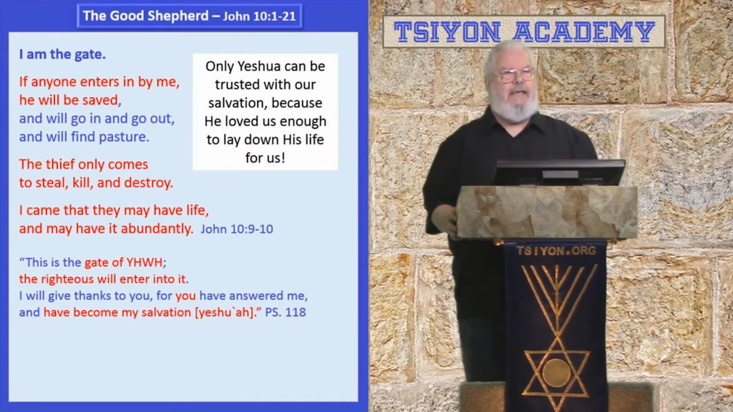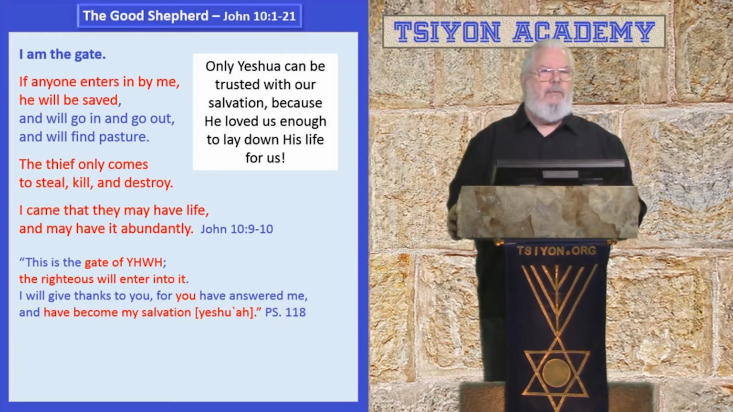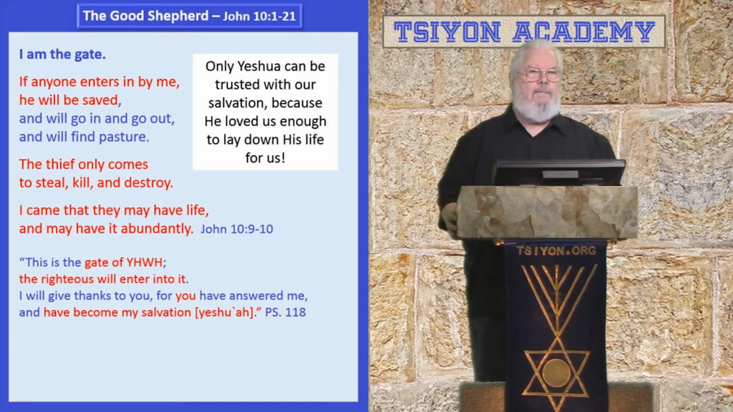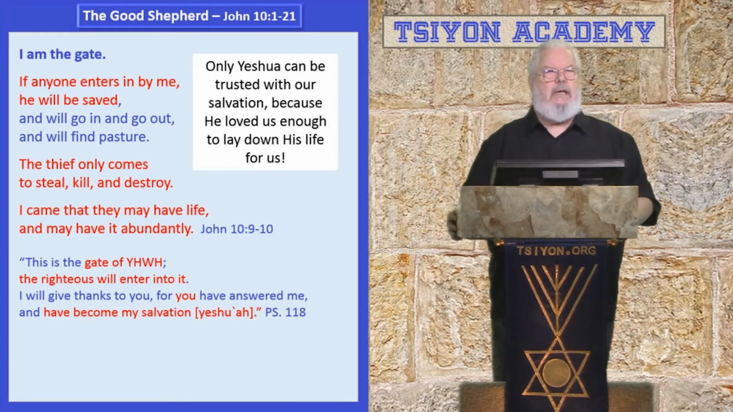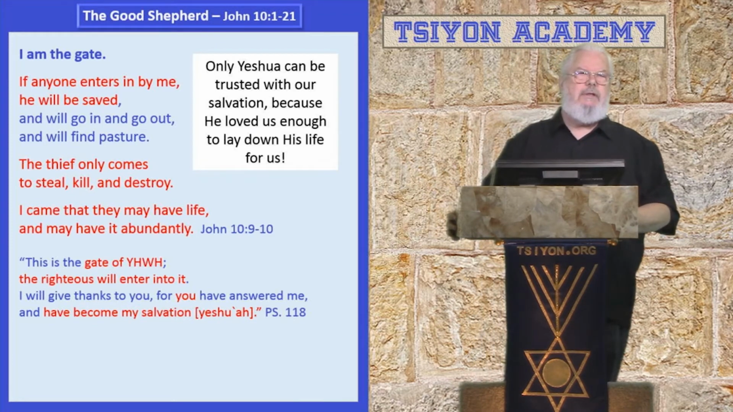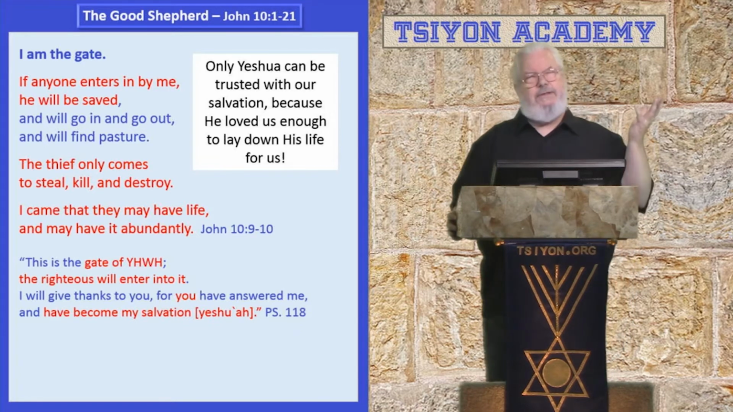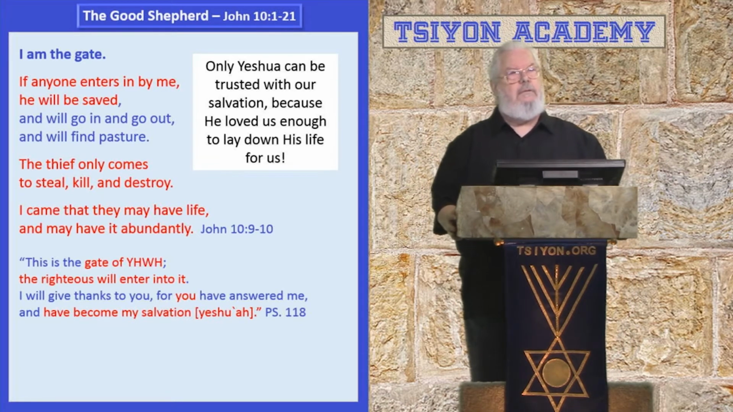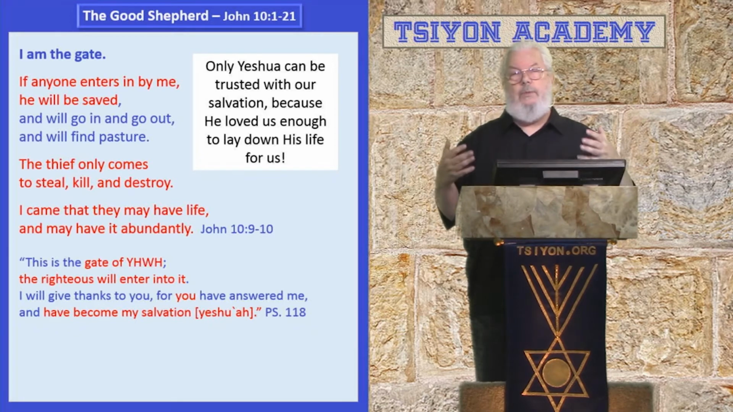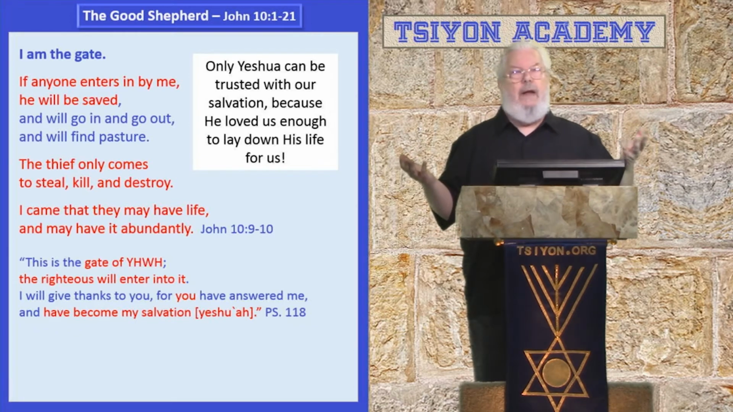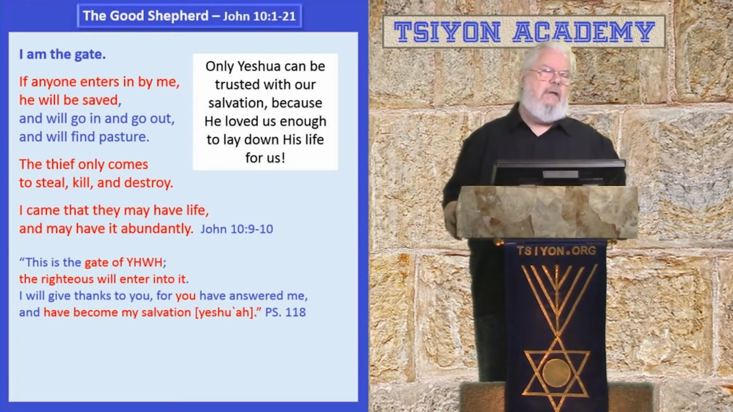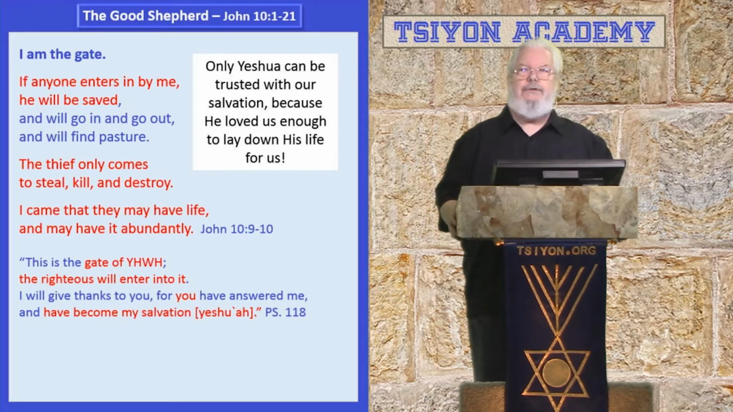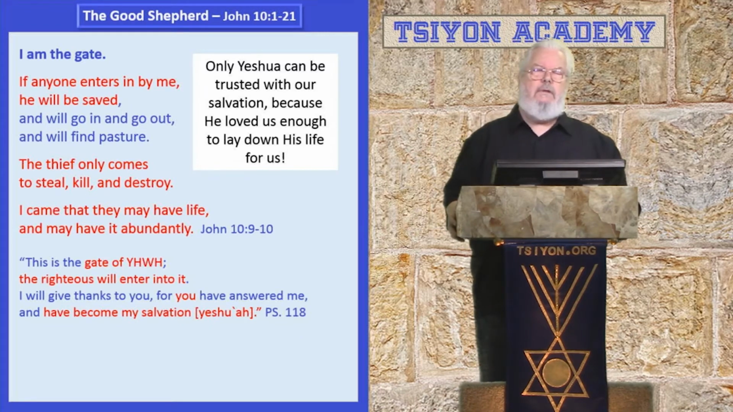He says, I am the gate. If anyone enters in by me, he will be saved. Only Yeshua can be trusted with our salvation because he loved us enough to lay down his life for us. You know, that's really the message from the book of Isaiah, telling us about what he would come and do for us, and then telling us of his amazing character, his righteousness, his goodness, his self-sacrifice for us.